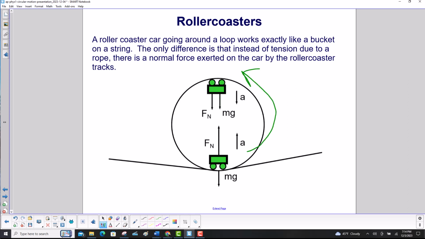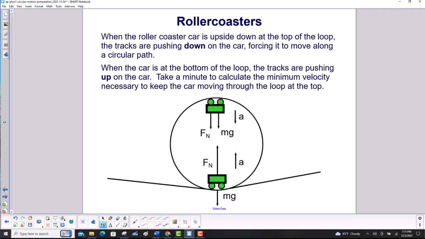works exactly like a bucket on a string. The only difference is that instead of a tension due to a rope, there is a normal force exerted on the car by the roller coaster tracks. So the roller coaster car here is inside the tracks, so the people are going to be upside down. When the roller coaster car is upside down at the top of the loop, the tracks are pushing down on the car, forcing it to move along a circular path. When the car is at the bottom of the loop, the tracks are pushing up on the car.